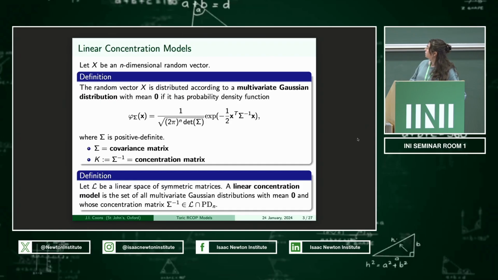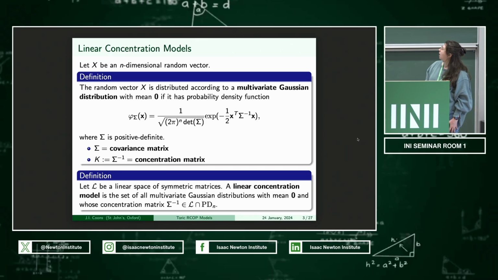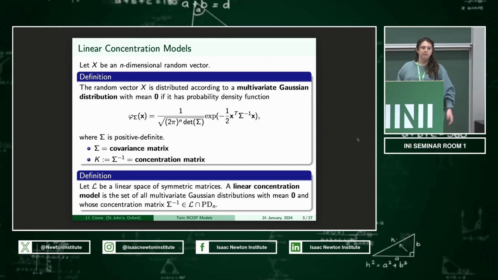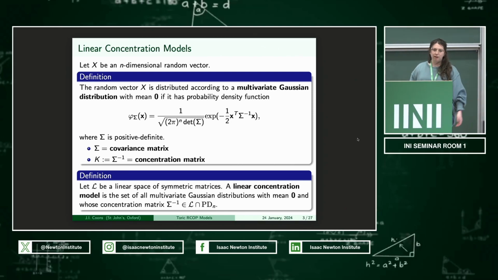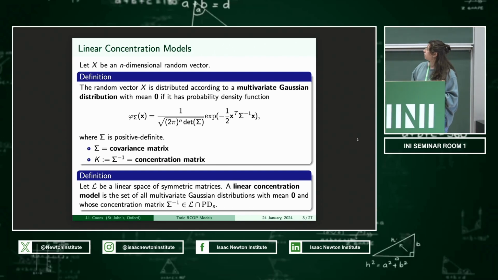Okay, so I'll probably breeze through this because Carlos really talked about this. I have an n-dimensional random vector, and I say that it's distributed according to a multivariate Gaussian distribution with mean 0 if it has this probability density function where sigma is positive definite, and that's the covariance matrix. Everything I think about today is going to have mean 0. Of course, you could write this down for any mean that you like. So this positive definite sigma is the covariance matrix, and its inverse is called the concentration matrix for this density.